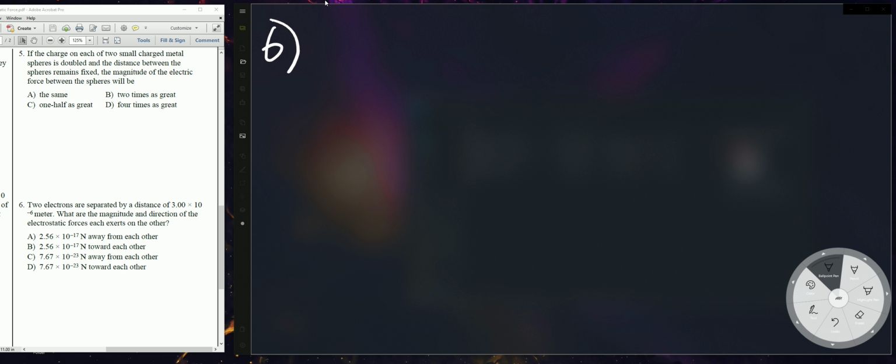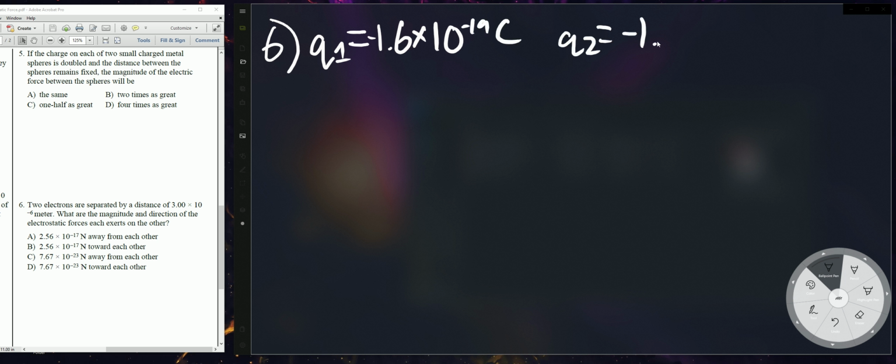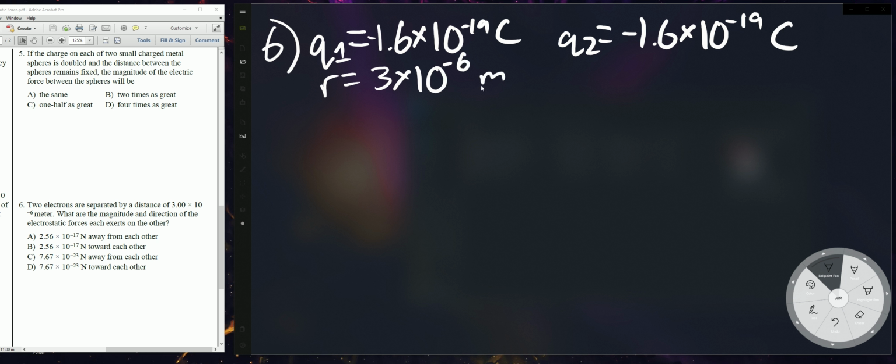All right, number 6. Two electrons are separated by a distance of 0.3 times 10 to the negative 6 meters. So we know that the first charge is negative 1.6 times 10 to the negative 19 coulombs. We know the charge of our second electron is the exact same charge, because it's the charge of one electron. It's on your reference table. And the distance is 3 times 10 to the negative 6 meters.